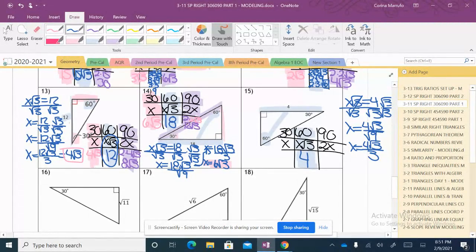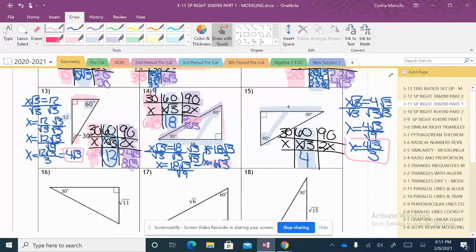Okay, so now that we know that x is 4 times the square root of 3 over 3, that's what we're going to put here. Okay, and that means this side right here, the one across our 30-degree angle, is that side. Then for a 90-degree angle, the side across the 90 is this long side, the hypotenuse.